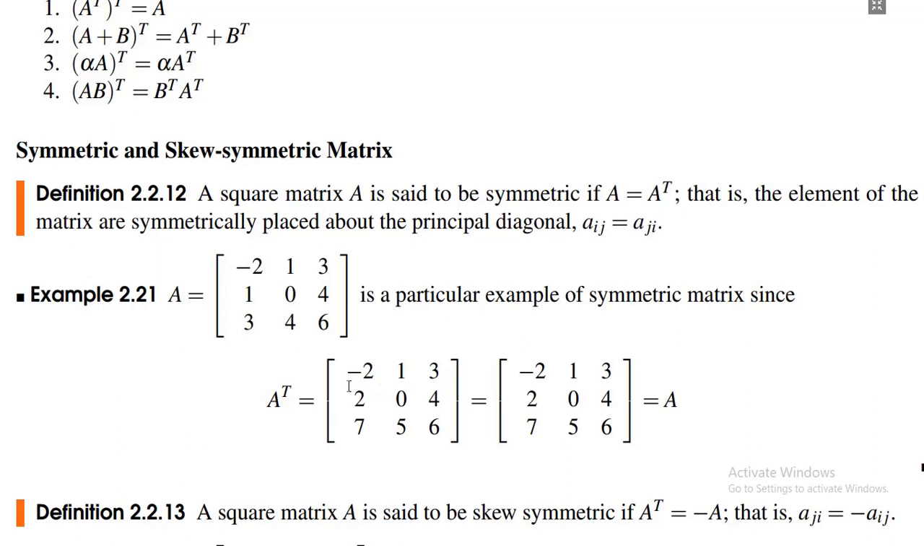Now this example says that minus 2, 1, 3, 1, 0, 4, 3, 4, 6 is an example of a symmetric matrix. Why? Let's observe that the main diagonal entries of this matrix are minus 2, 0, 6. And the off-diagonal entries 1, 1, 3, 3, 4, 4 are positive, mirrored on both sides of the diagonal. So this matrix is a symmetric matrix. Or in other ways, find the transpose of this matrix and you obtain matrix A itself. Then this is a symmetric matrix.